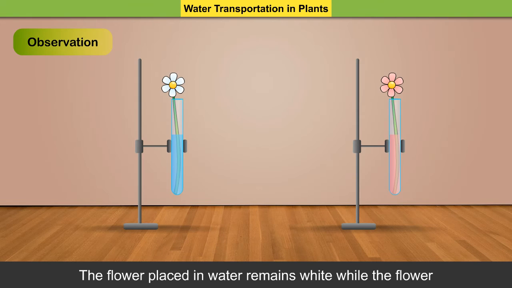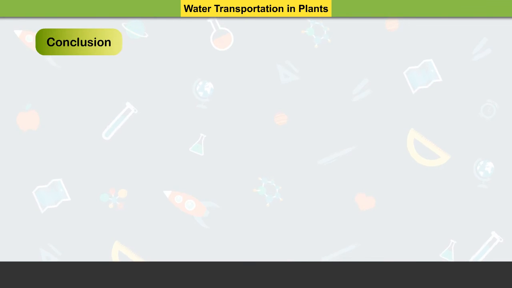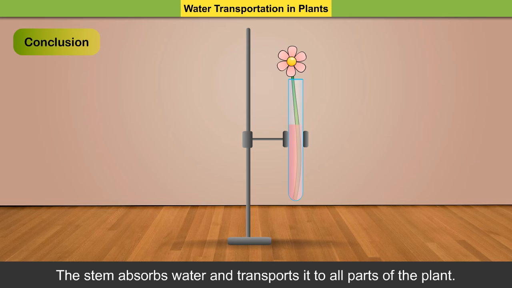Observation: the flower placed in water remains white, while the flower placed in colored solution changes its color to red. Conclusion: the stem absorbs water and transports it to all parts of the plant.